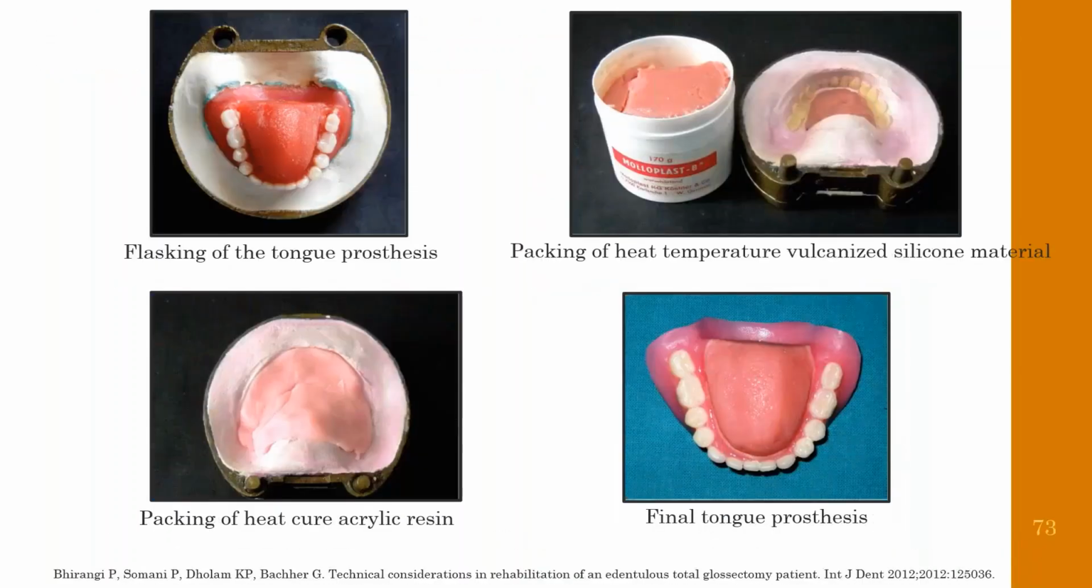Wax-up of the tongue prosthesis was done on temporary record basis, which was contoured in the shape of a tongue that conforms to the oral cavity dimension with rounded edges. At the packing stage, heat temperature vulcanizing silicone was packed in the tongue space. Heat-cured denture base resin was packed in the edentulous ridge space. Curing was done, and after deflasking, the prosthesis was trimmed, finished, and polished.